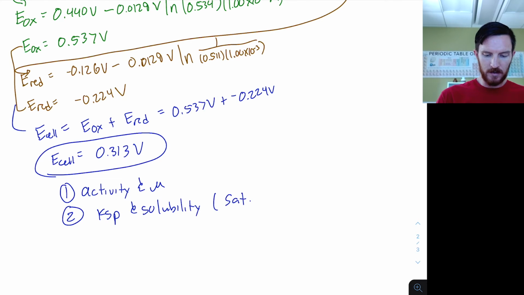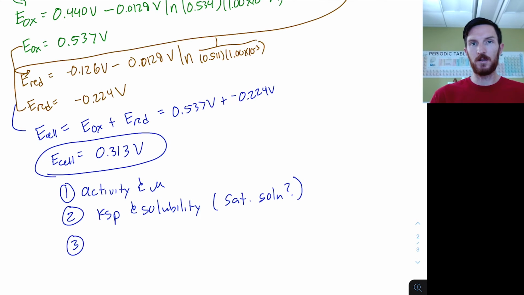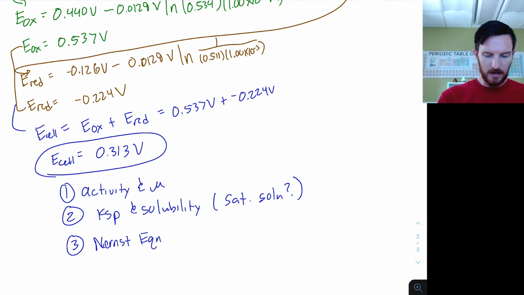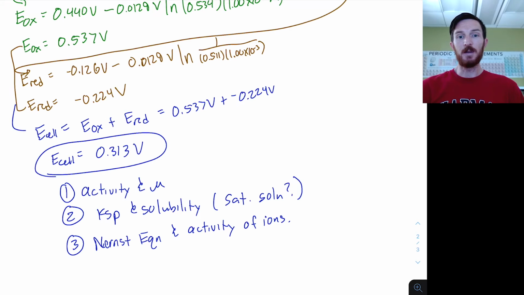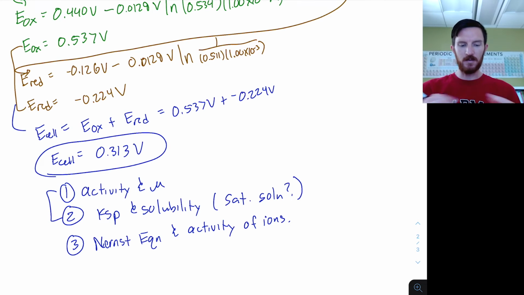KSP and solubility, specifically thinking about whether we have a saturated solution or not, and how that may correspond to our equilibrium constant. And then thirdly, looking at the Nernst equation and our activity of whatever ions we have present in that redox reaction. So those three ideas have been meshed together as we're considering the cell potential of these different species that we'd have present. So we combined all those different thoughts.